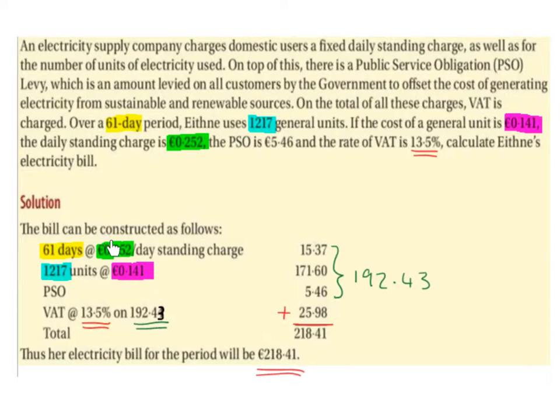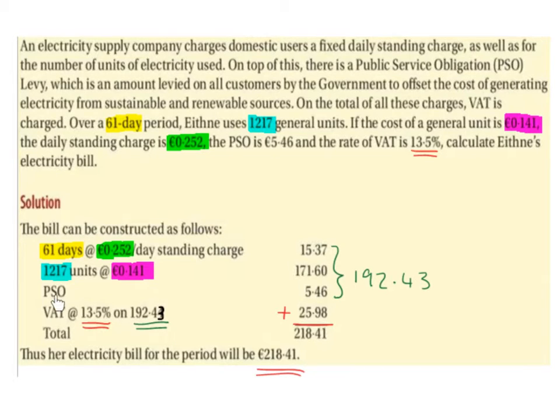61 days at €0.252, this is the standing charge we got from here. So 61 days at this amount, and that gives us €15.37. 1,217 units at €0.141, so that's 1,217 units at €0.141. So that's 171.60. The PSO was just given in the question, 5.46. All these added together gives us 192.43.